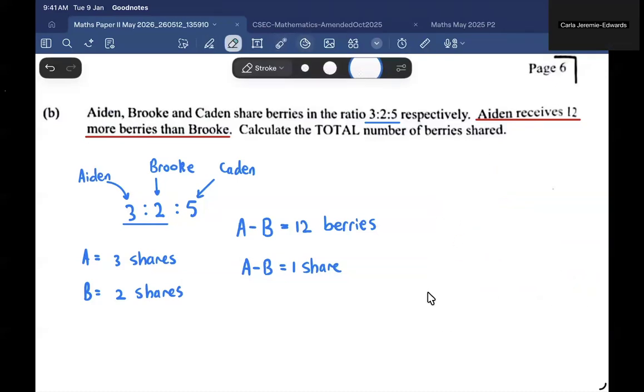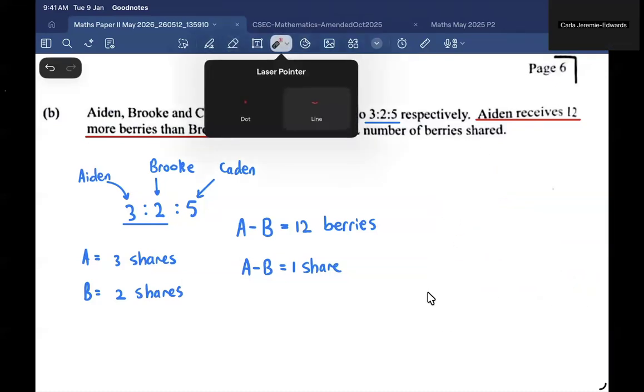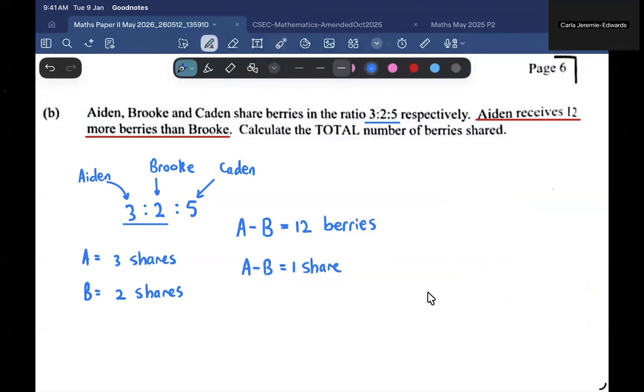It's just a way of splitting money or some physical object. That made it easier because you had the 100 to divide into the shares, but this next one doesn't give you an amount. Don't worry, it's still easy, I promise.